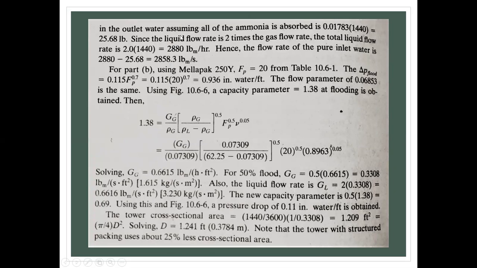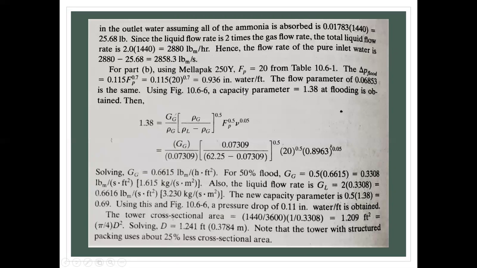Now, the outlet water will carry the absorbed ammonia if we assume that all the ammonia in the ammonia-air mixture will be recovered by water. The problem, class, is silent about recovery. There's no mention of how much of the ammonia that entered will be recovered by the solvent. So we will just assume, for illustration purposes on how we determine the gas and liquid flows, that the recovery is 100%. So we determine this time the amount of ammonia that entered.